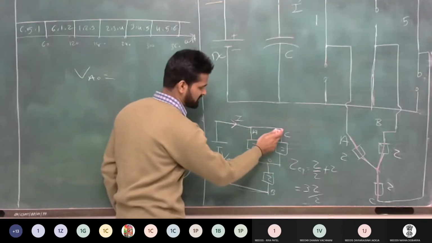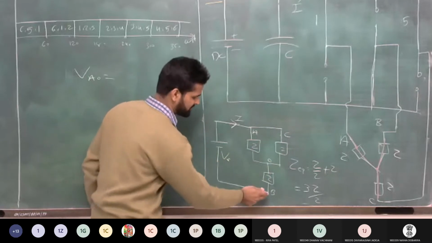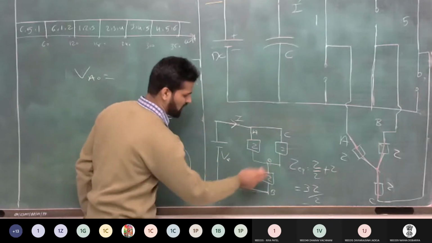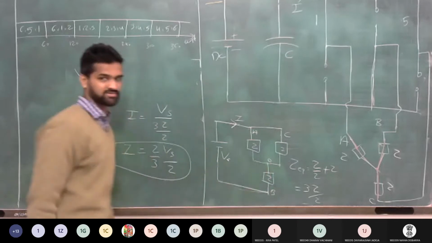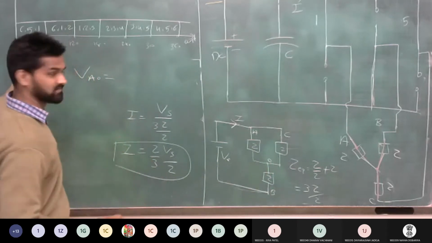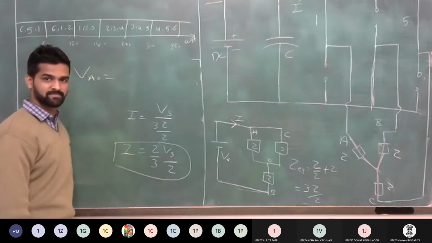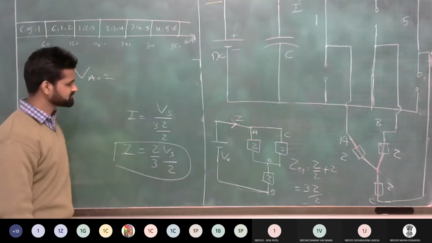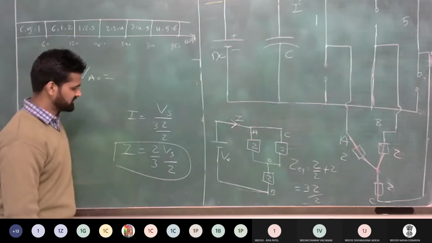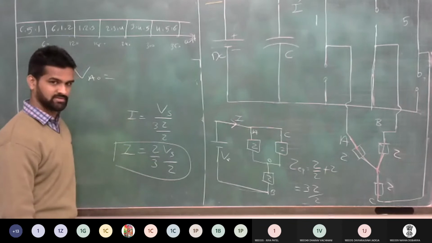In the same way, if you measure the voltage between C and O point, that is the C phase voltage. And if you measure the voltage between B and O point, that is the B phase voltage. So first we calculate the phase voltage for the first interval. So what is the value? Vs by 3Z.